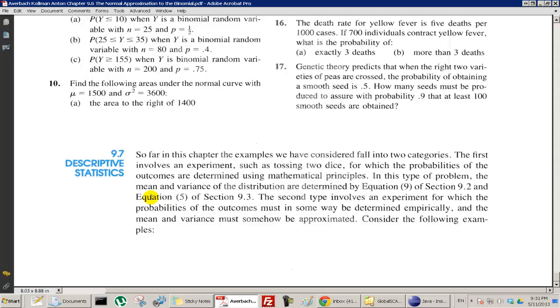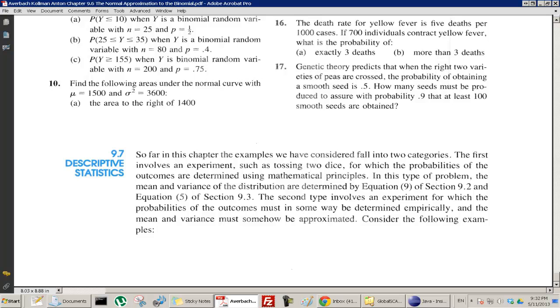Next one is Descriptive Statistics, and then one more section in Chapter 9 after that. Let's just read this very quickly, but we'll be doing another video on this one. So far in this chapter, the examples we have considered fall into two categories. The first involves an experiment, such as tossing 2 dice, for which the probabilities of the outcomes are determined using mathematical principles. In this type of problem, the mean and variance of the distribution are determined by equation 9 of section 9.2 and equation 5.